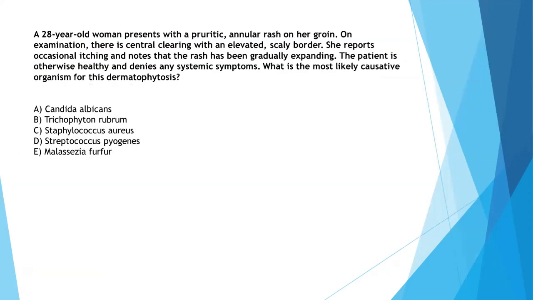A 28-year-old woman presents with a pruritic annular rash on her groin. On examination, there is central clearing with an elevated scaly border. She reports occasional itching and notes that the rash has been gradually expanding. The patient is otherwise healthy and denies any systemic symptoms. What is the most likely causative organism for this dermatophytosis? Candida albicans, Trichophyton rubrum, Staph aureus, Strep pyogenes, or Malassezia furfur.